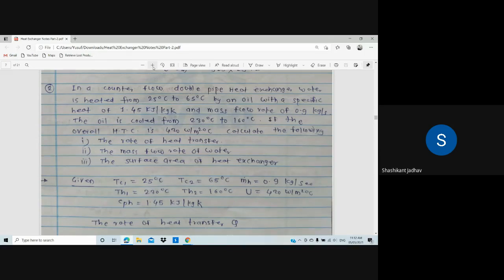In a counter flow double pipe heat exchanger, water is heated from 25 degrees Celsius to 65 degrees Celsius.